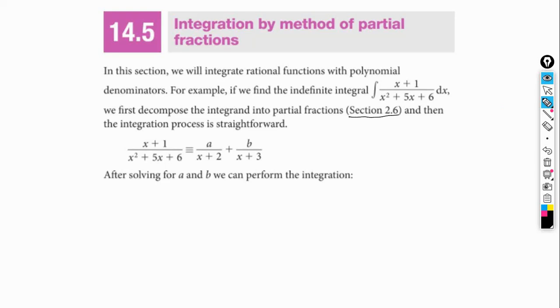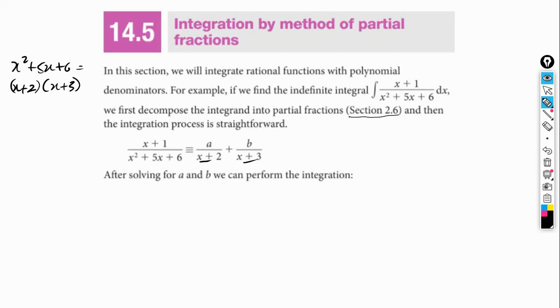So we have that x plus 1 over x squared plus 5x plus 6 is equal to a over x plus 2 plus b over x plus 3. So obviously, if we factor x squared plus 5x plus 6, this is the same as saying x plus 2 times x plus 3. That's where we get this from. But then we have to solve for a and b. So how do we do that?